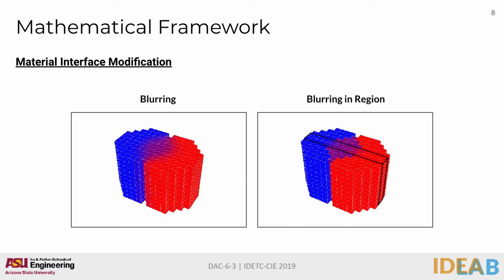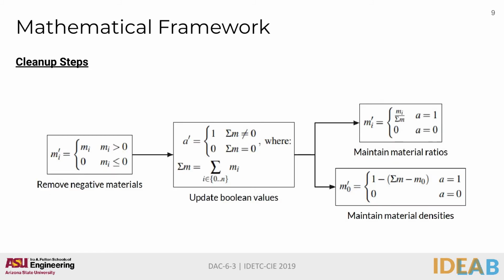We have also defined a blurring operation to allow for material interface modification. This figure shows Gaussian blurring applied to a 3-material model, and Gaussian blurring applied to a region of a 3-material model. After applying these operations, several cleanup steps are required before generating final files to ensure that results have a physical meaning. The first step is removing negative materials.